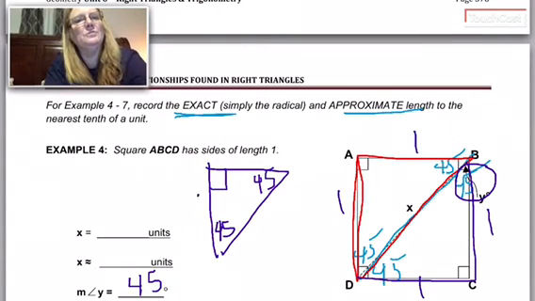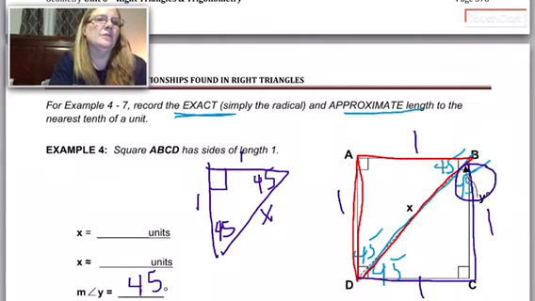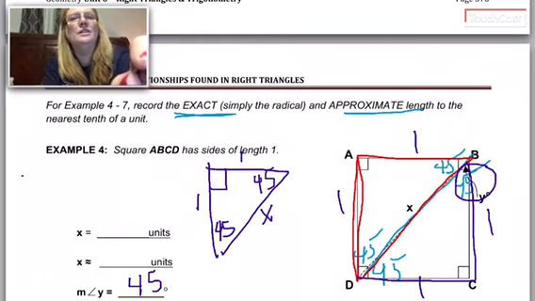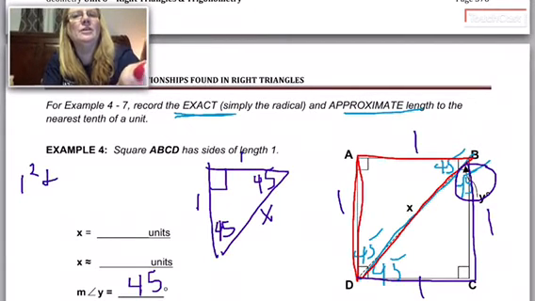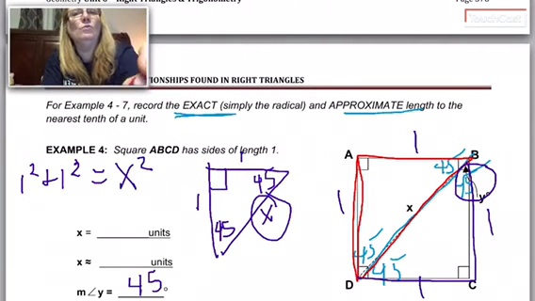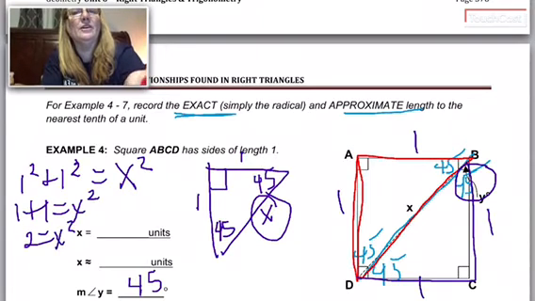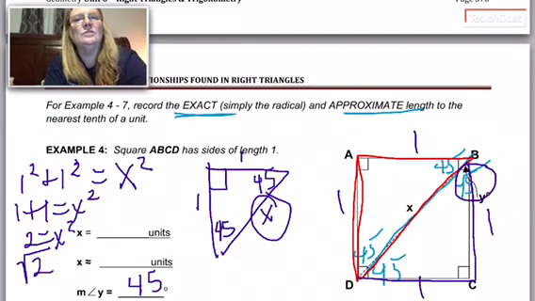And so again, let me just put it over here. I have a 1 and a 1, and I want to know what this is. So I can say a squared plus b squared is equal to c squared, and a and b are both 1. So that is 1 squared plus 1 squared is equal to c squared, or x squared. 1 squared is 1, so 1 plus 1 is equal to x squared. So I get 2 is equal to x squared, which means that x is equal to the square root of 2. So that is the exact answer right there.